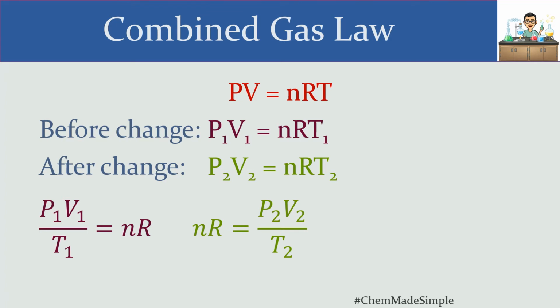Since the number of moles of gas did not change, and since R is a constant, both of these quantities are equal to each other. That expression, P1V1 over T1 equals P2V2 over T2, is known as the combined gas law.